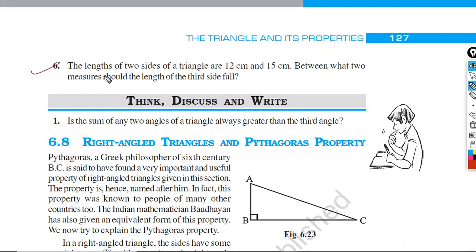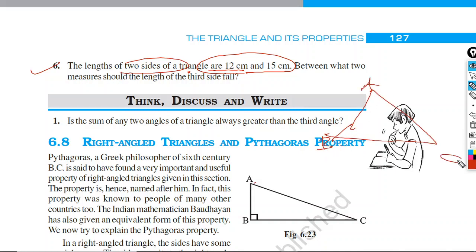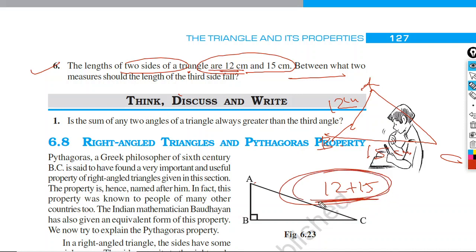Question number 6. The lengths of two sides of a triangle are 12 cm and 15 cm. We'll take a triangle, suppose A, B, C, in which two sides are given, 12 and 15 cm. Between what two measures should the length of the third side fall? You know that the third side must not be greater than 12 plus 15, isn't it? That is 27.